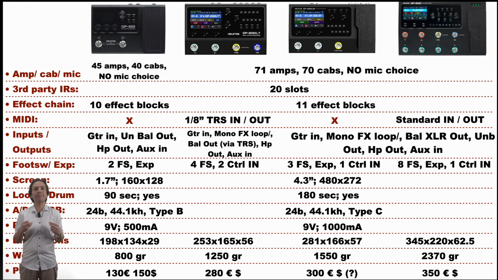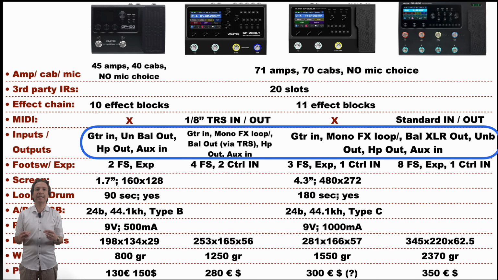All in all, the main differentiating factors are the different balanced and unbalanced outs offered by the regular GP200 and the JR, where the LT has balanced out via TRS jacks and the GP100 only unbalanced out. And then I would highlight the missing MIDI ports in the GP100 and in the JR, which is pretty limiting, I would say, especially for the JR, having fewer foot switches compared to the regular GP200 and the LT.